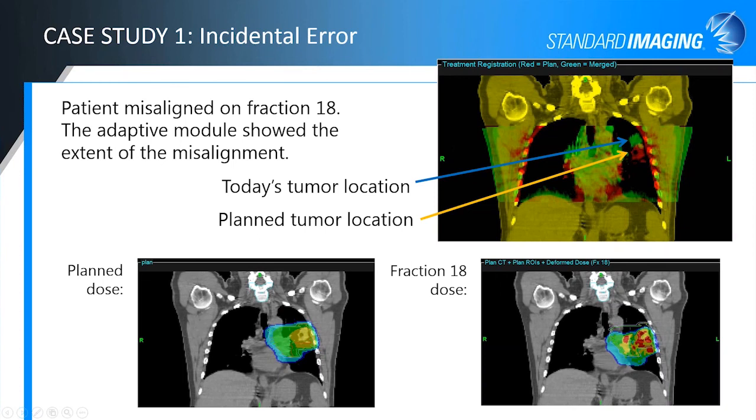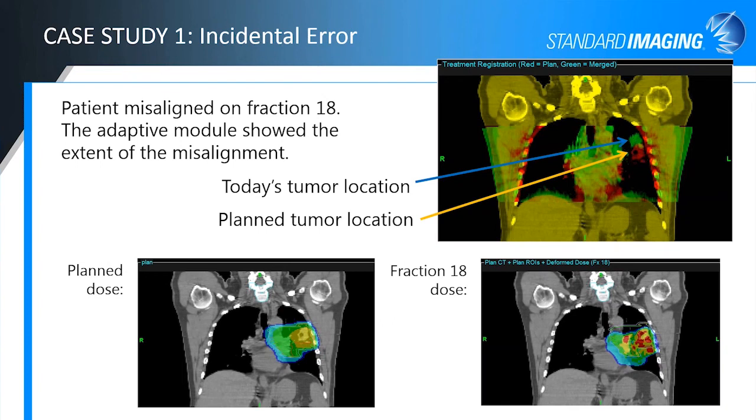When we look at the dose that was calculated and adapted, this is our planned dose. So the PTV coverage is quite homogeneous, and we see full PTV coverage here. But when we look at fraction 18, there's a significant underdose. We're missing this portion of the PTV due to the alignment issue that we can observe here.